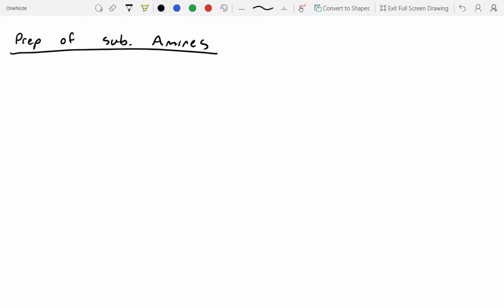So all of the amines we saw in that top portion were all primary amines, meaning they only had one carbon substituent coming off of it, but we can make substituted amines. So for example, if we've got ammonia, we can treat this with methyl iodide. We know the lone pair will attack the methyl group. It'll kick off our iodide.